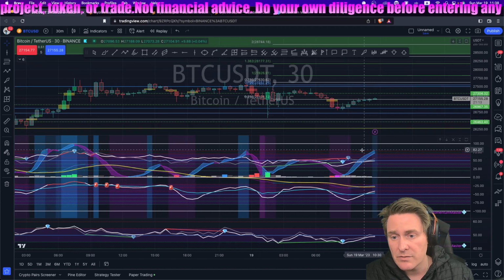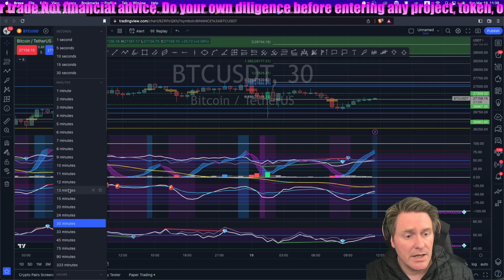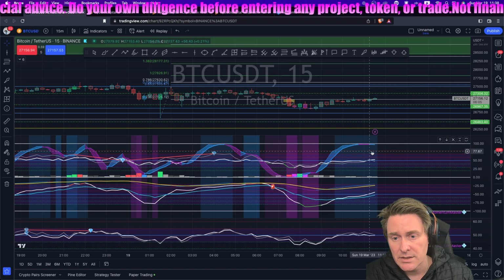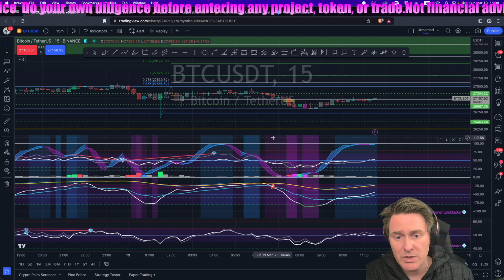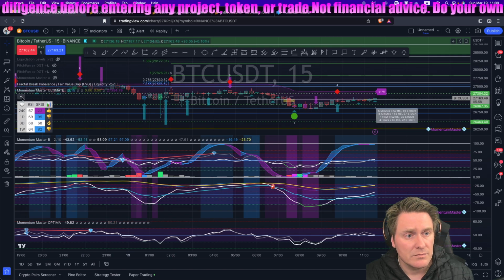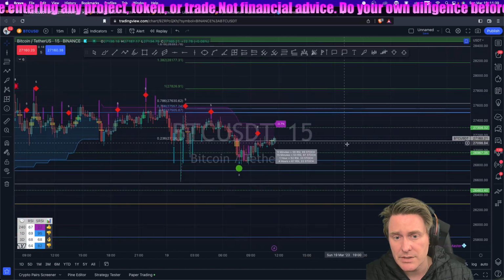It's reaching the end of its rope, but you do get legs towards the end sometimes. And the 15-minute also overbought, probably getting that push from the 5. We're going to turn on the other indicators here. This is the ultimate.